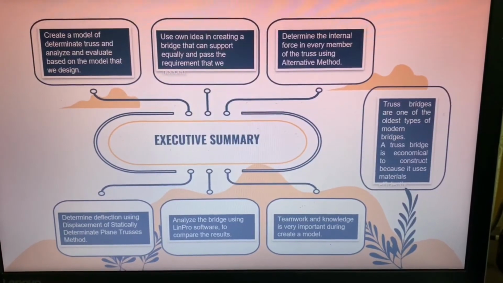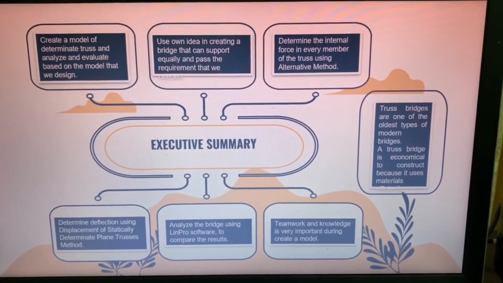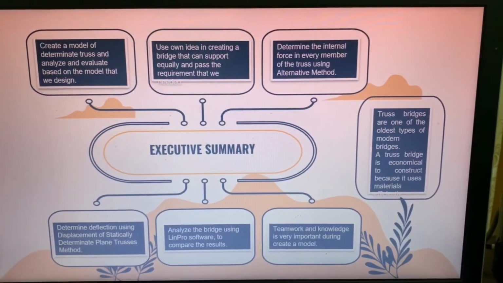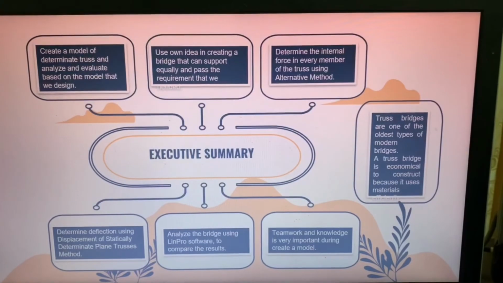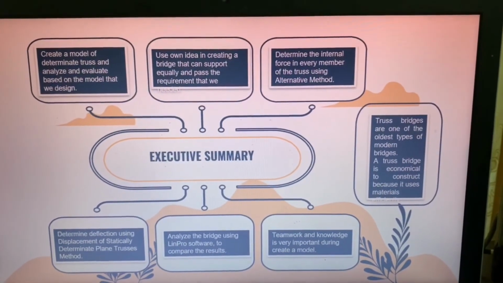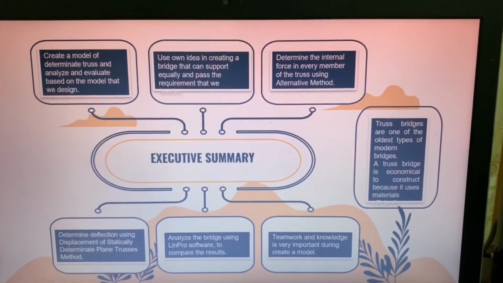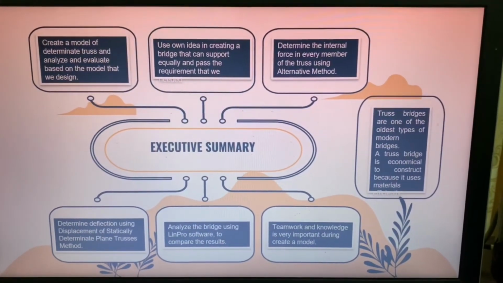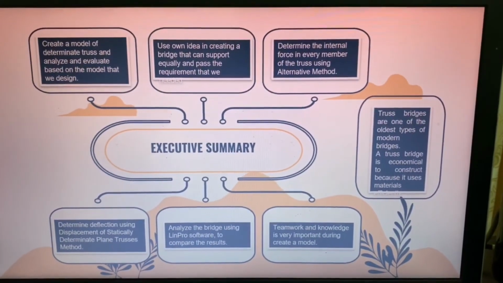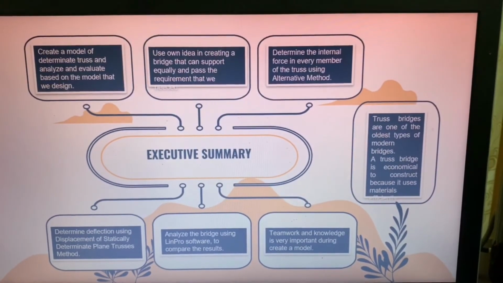For creating a model of a determinate truss and analyzing it, we should evaluate based on the model that we designed. We have to use our own idea in creating a bridge that can support equally past the requirement that we needed. Third, list and determine the internal force in every member of the truss using the alternative method. Truss bridge is one of the oldest types of modern bridge. A truss bridge must be economical to construct because it uses material efficiently.